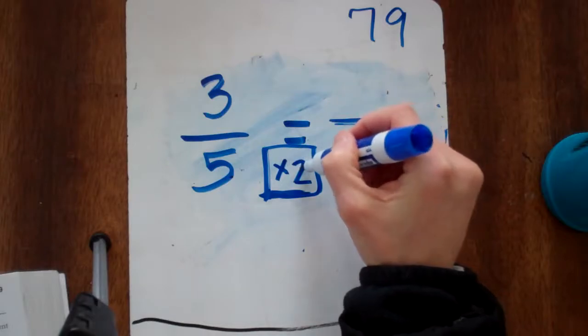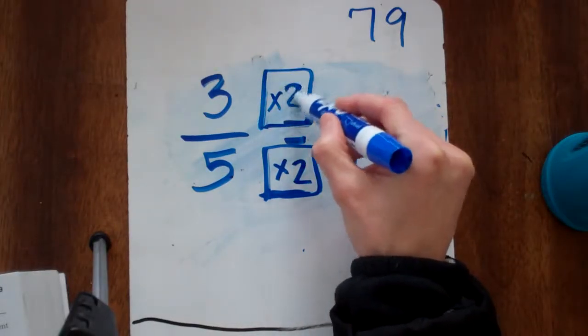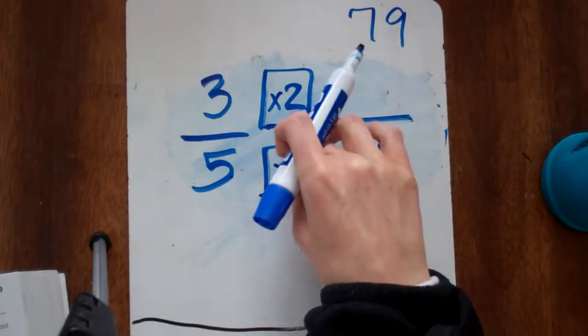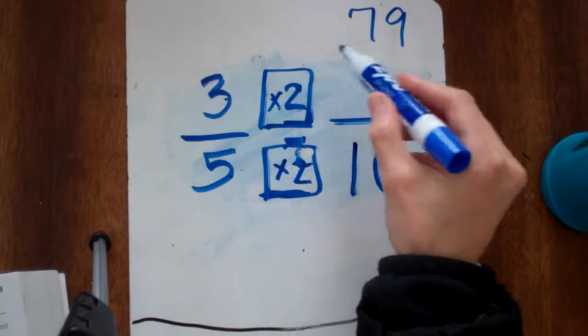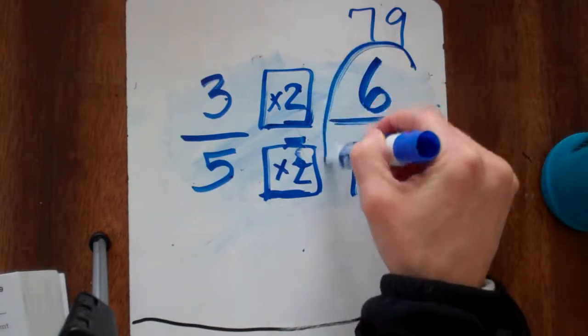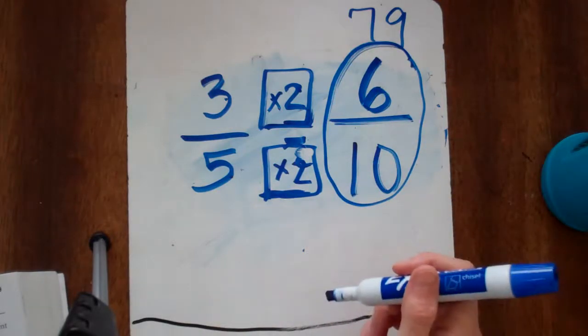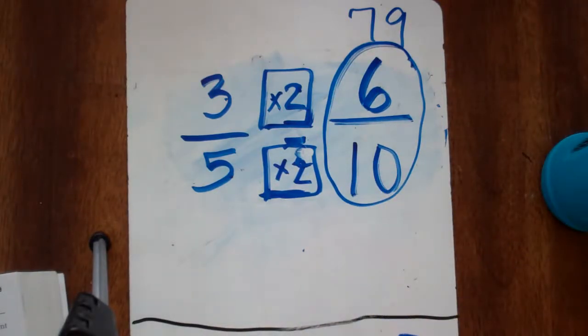Okay, and remember, whatever you use at the bottom, you're going to also use at the top, times 2, so it will be 2 over 2. Okay, so 3 times 2 is 6. So the final answer to this is 6/10. All right? And so that's how you're going to answer that. All right. That is lesson 79.